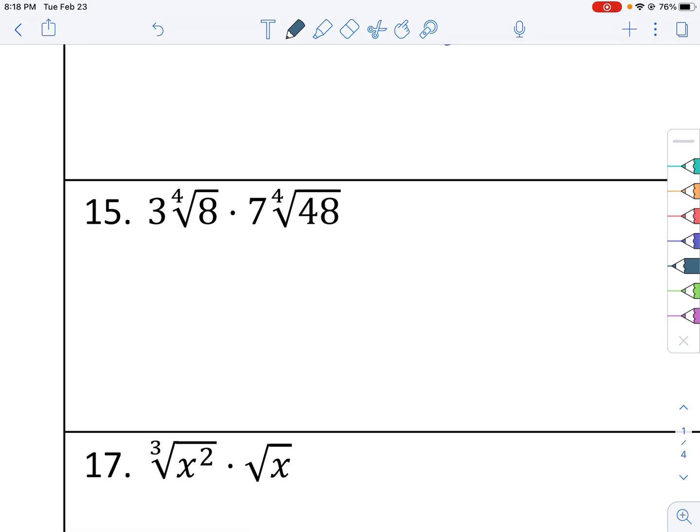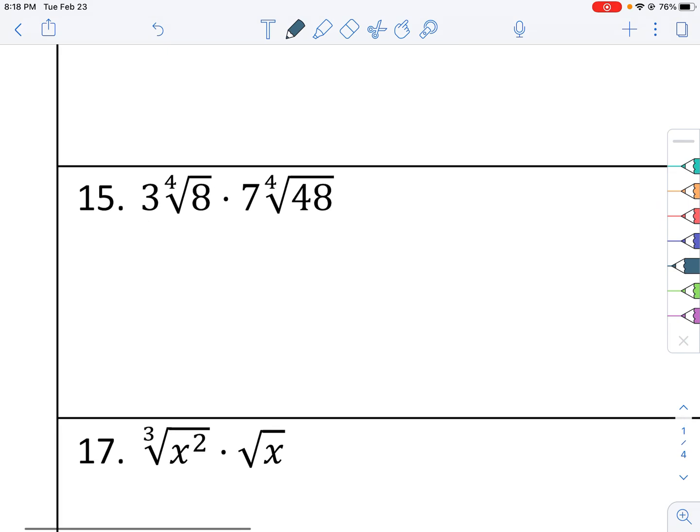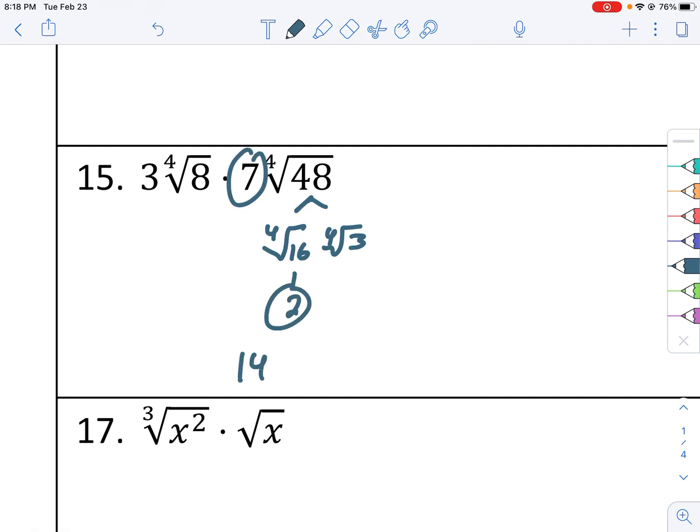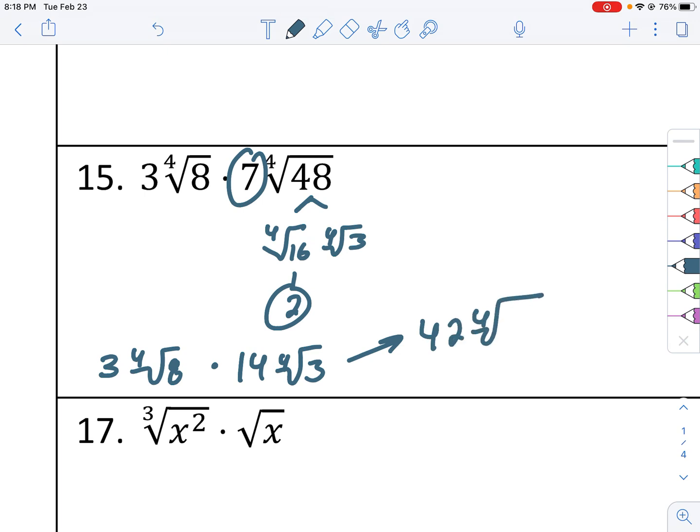All right, these next ones. So these next ones, it's kind of nice to simplify them first, in my opinion. You could, by all means, multiply together first, right? But if you simplify, you're just working with smaller numbers. So 4th root of 16, and then the 4th root of 3 here. 4th root of 16 becomes 2, so 7 times 2 gives us 14. 4th root of 3, that's getting multiplied by 3. 4th root of 8. 3 times 14 gives us 42. So this becomes 42. 4th root of 8 times 3 gives us 24.